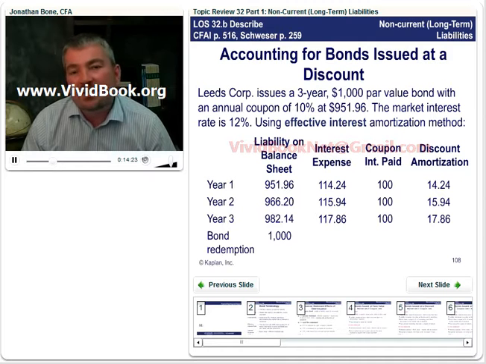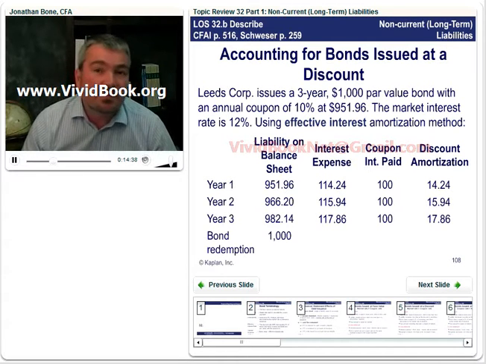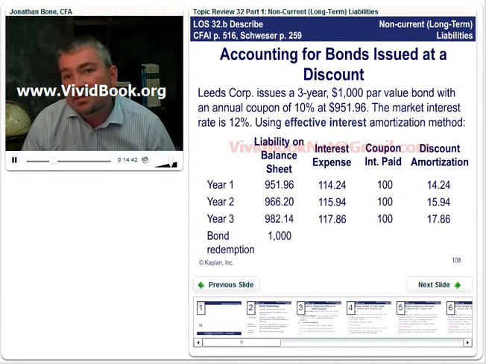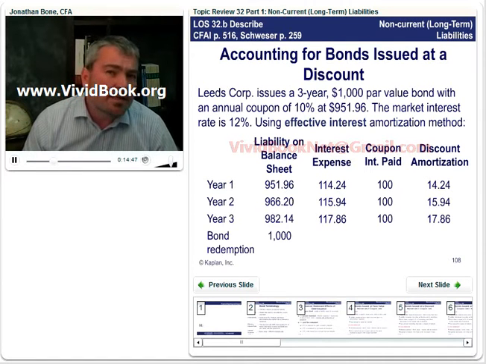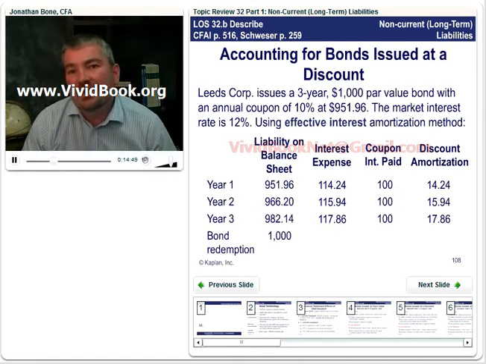Now, the difference between the interest expense and the coupon must be the discount amortization. So 14.24 must represent amortization. Now, that 14.24 increases the interest expense. That's why the interest expense is 114.24 and not $100. The other side of the double entry is it's going to increase the liability. So the liability at the end of year 1, beginning of year 2, is now 966.20.